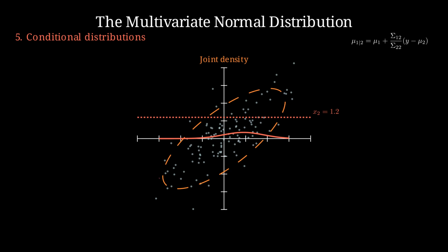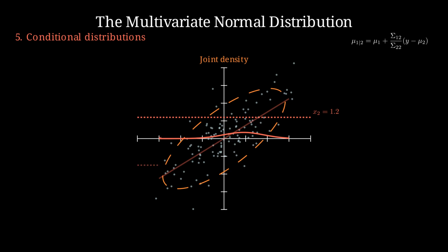The red dashed line marks the slice where x2 equals 1.2. Along that slice, the conditional density of x1 is the red bell curve drawn in the plane. This is exactly the regression line of x1 on x2 for Gaussian data. Gaussian process regression, Wiener filters, and Kalman update steps all reuse this conditional normal formula.